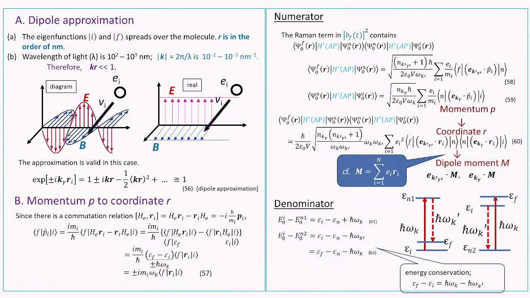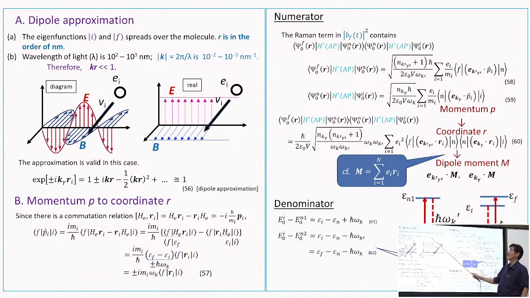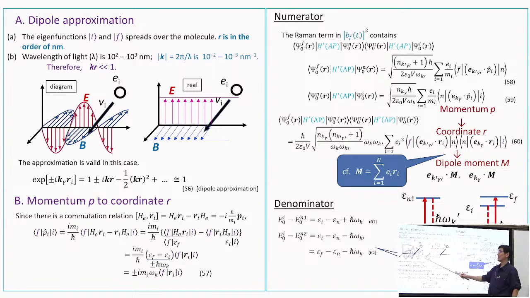On the other hand, we also consider the electromagnetic field. What is the wavelength? Green light, 532 nanometer YAG laser, nearly 500 nanometer. So let's think about 10 to the second or 10 to the third nanometer. Then, in this case, the length of the wave number vector is equal to 2 pi over lambda. And this is in the order of 10 to the minus second to 10 to the minus third nanometer inverse.